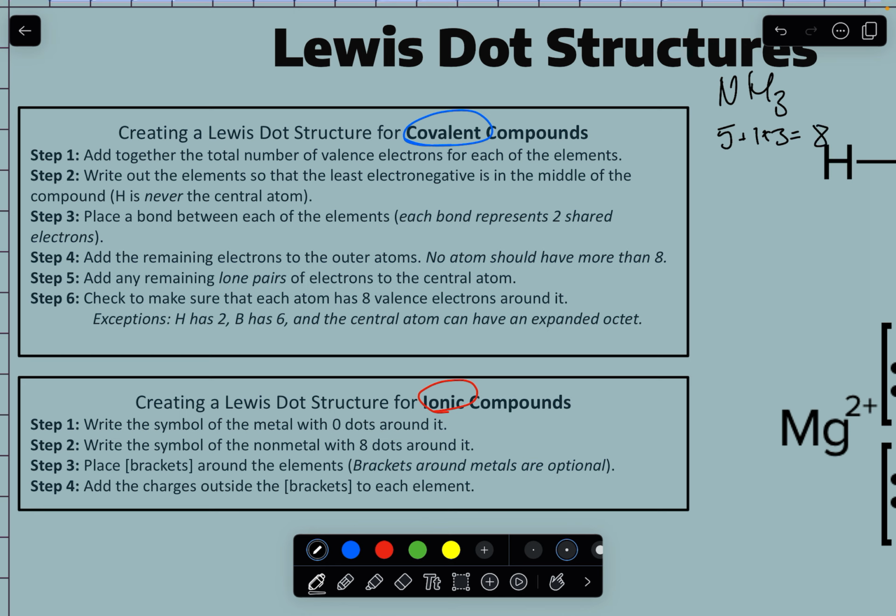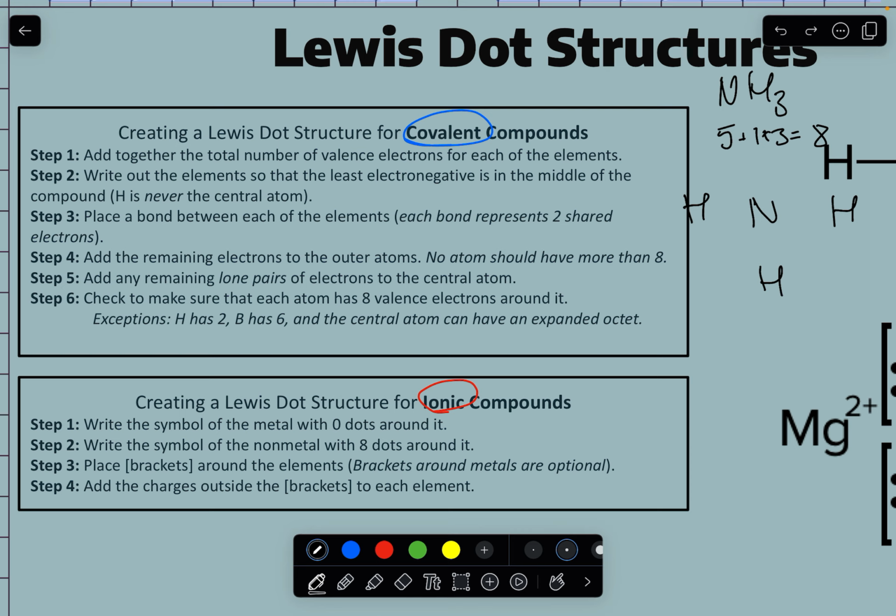We're going to write the elements so that the least electronegative is in the middle, and H is never in the center. Okay, so we have N and H. If H is never in the center, we're going to have nitrogen in the center, and then we're going to write the other elements around it. So we have 3 hydrogens, going to put 3 hydrogens around it. Make sure you never add more atoms than what you have, right? I only have 3 hydrogens, so I'm not going to put 1 on top also, because I don't have 4. I only have 3.